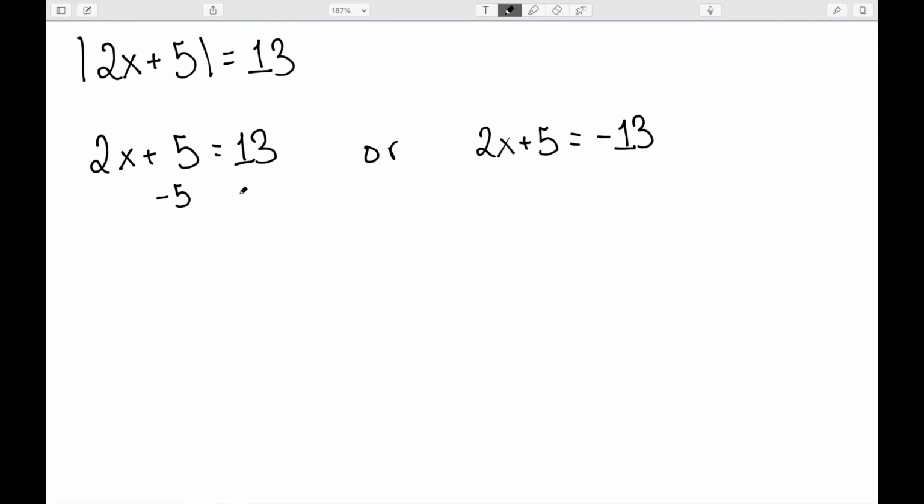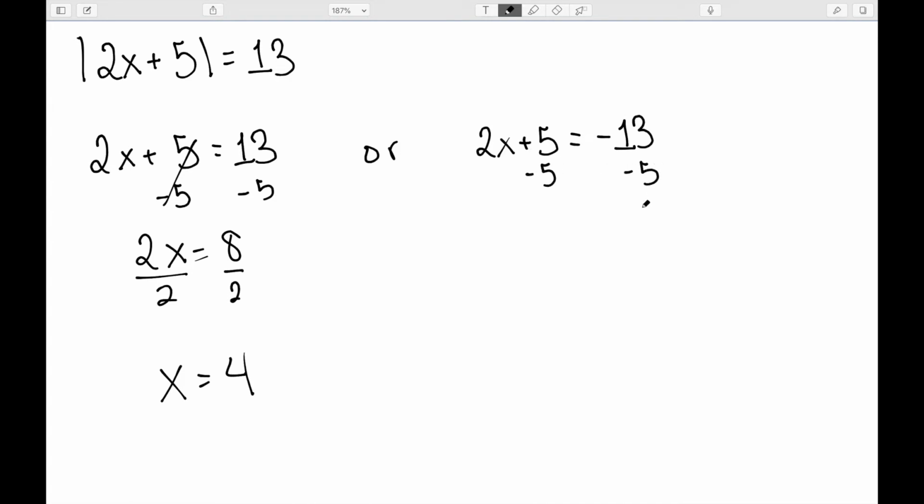This one on the left, I can subtract 5. I get 2x is equal to 8. And dividing by 2 gives me that x is equal to 4. On the right, subtracting 5 gives me 2x equal to -18. Divide by 2 to get x is equal to -9.